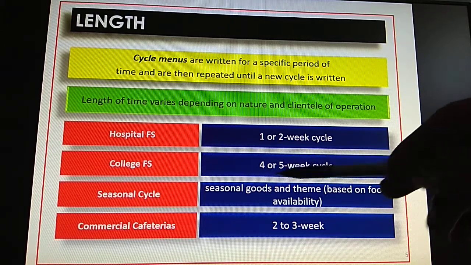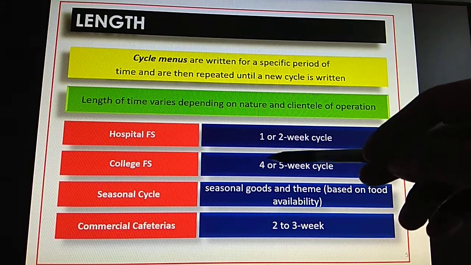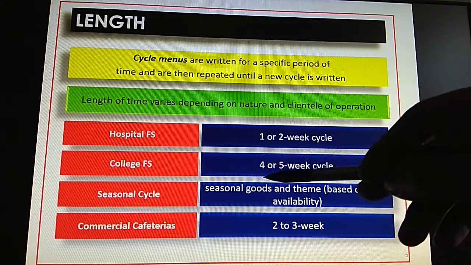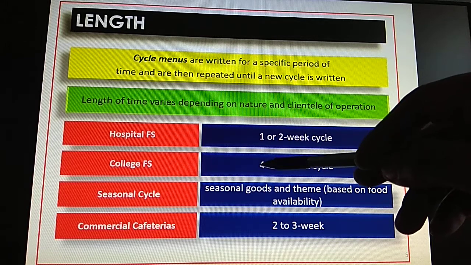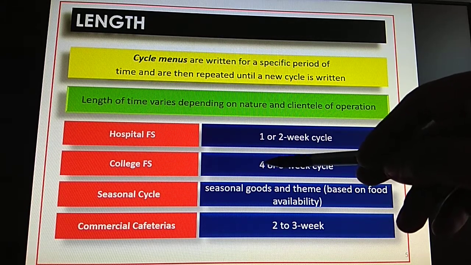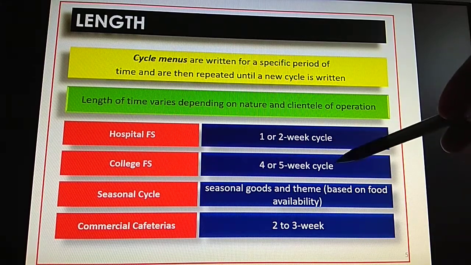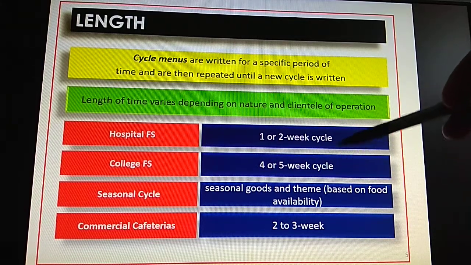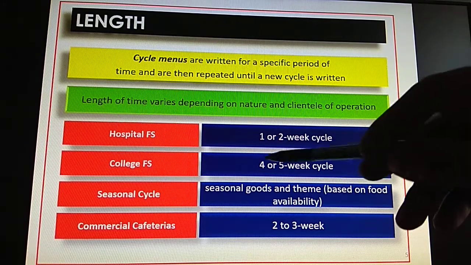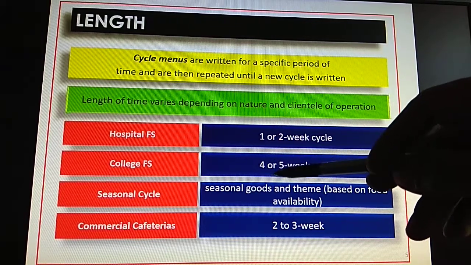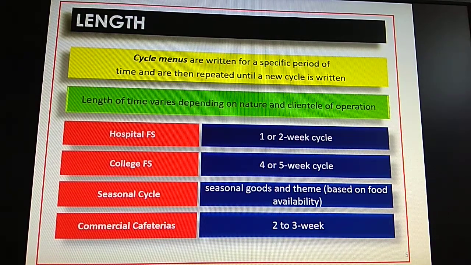While the 4 or 5 week cycle, meaning that as an example, we take a 4 week cycle, meaning the first week of January cycle menu is only going to be offered again on the first week of February, after a 4 week cycle. So meaning there is much more variety in college food service rather than in hospital food service.